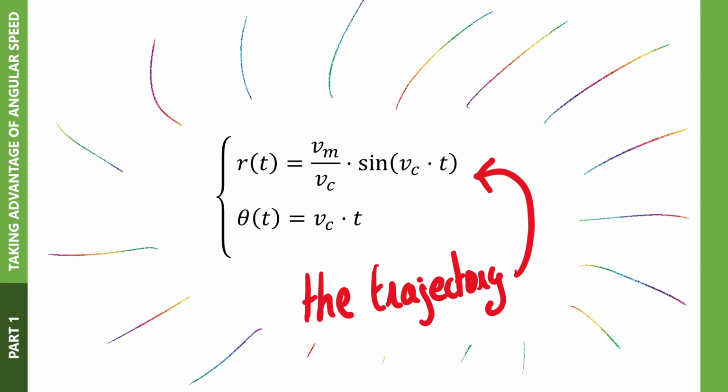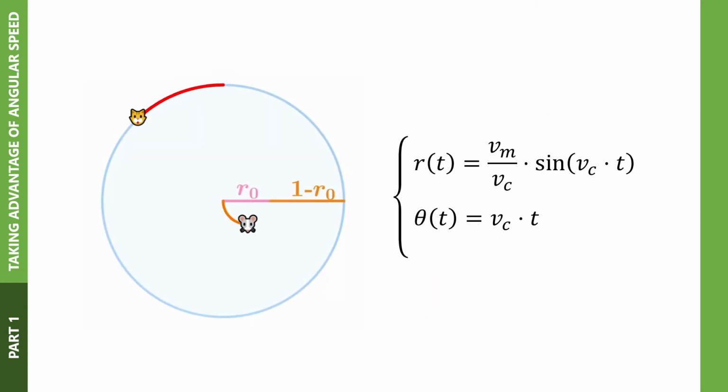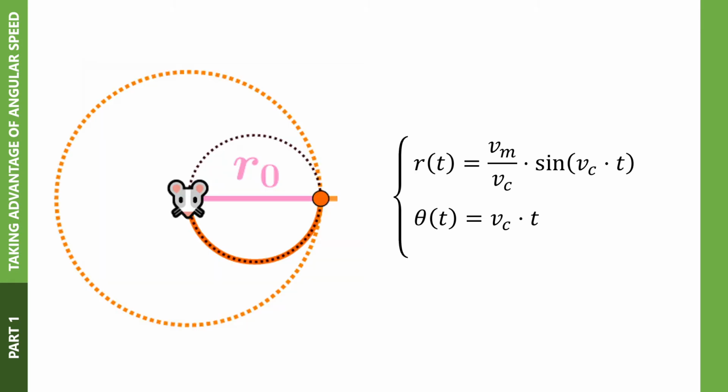Okay, now that we have both r of t and theta of t, let's draw it. I wonder what it looks like. Wait, but it looks like a circle! Let's superimpose a circle on it to check if that's really true. Yes, it's a circle. Amazing! And it's not even a circle, it's half a circle.